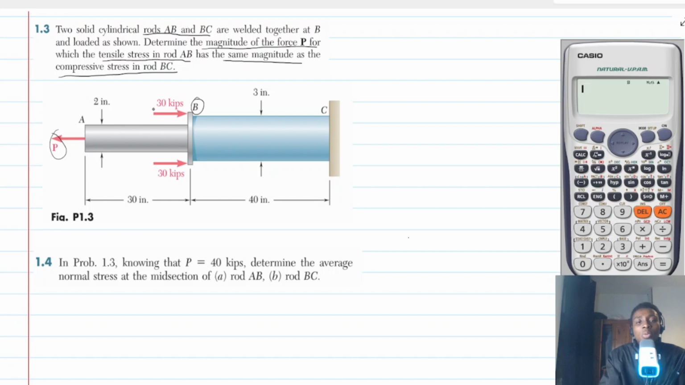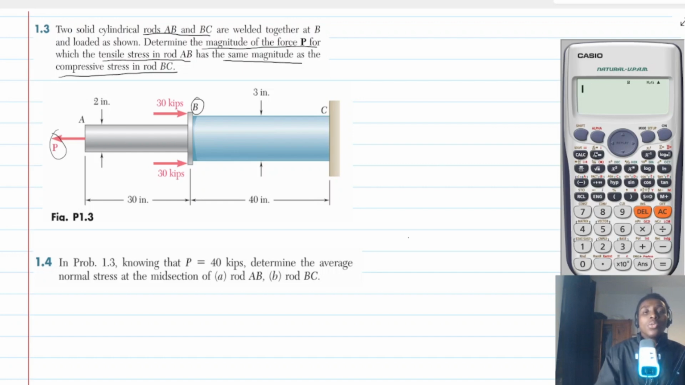So this question is pretty much straightforward. We need to first of all draw the free body diagram, because without it we cannot find the stress in AB and then BC. But it is important to know that AB undergoes tensile stress, whereas BC undergoes compressive stress. So quickly, let me draw the free body diagram.